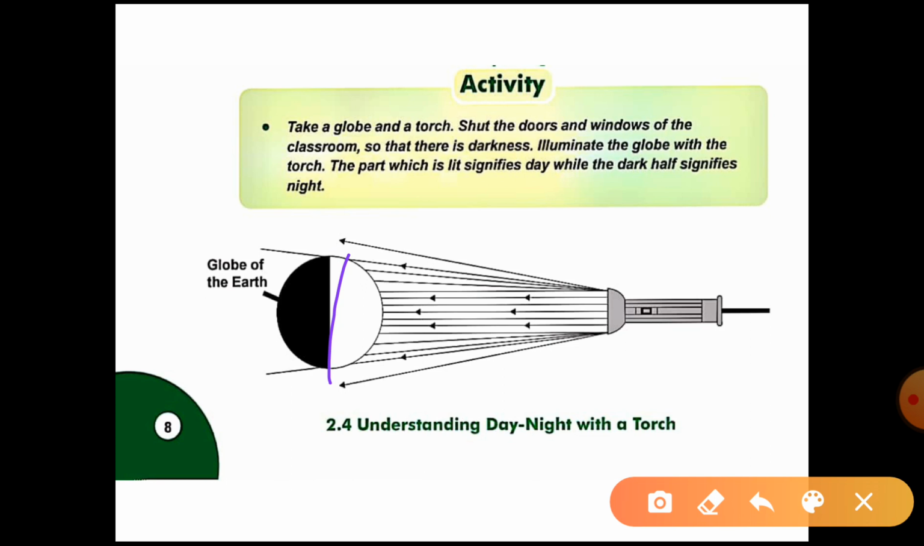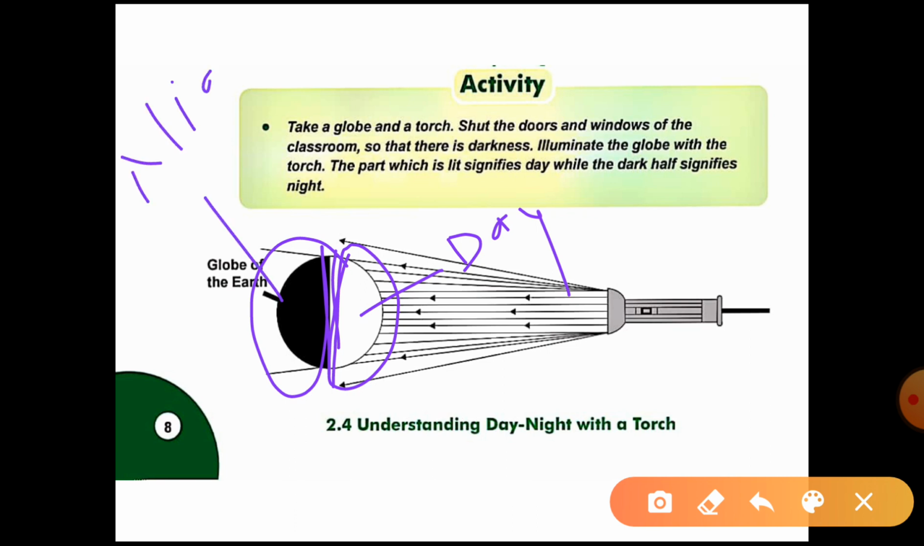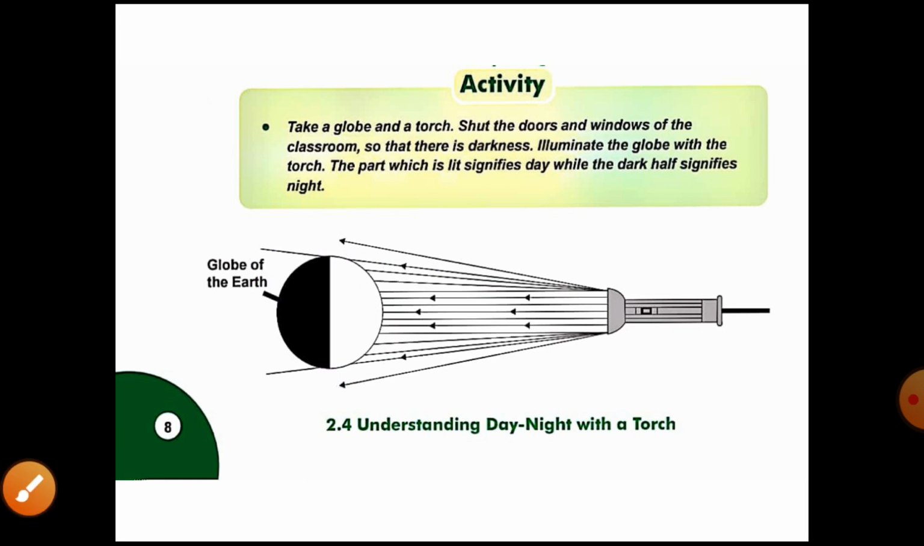The part of the earth which is experiencing the sunlight has day, and the part of the earth which is experiencing the shadow of the earth has night. So this is one simple activity by which you can understand the reason behind day and night.